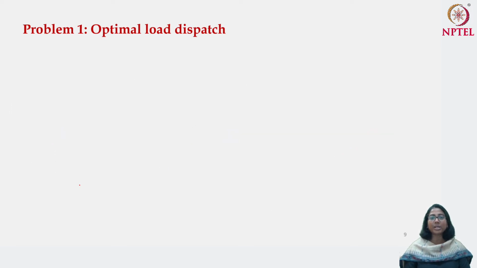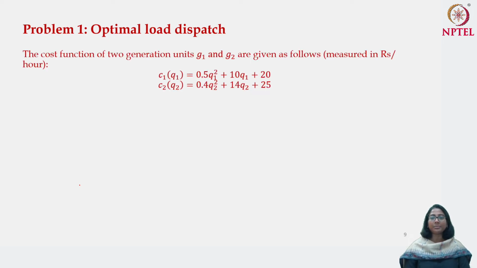So let us have a quick look at one of the simple problems on optimal load dispatch. The problem goes like this. The cost functions of two generating units, G1 and G2, are given as follows. The costs are measured in rupees per hour. So remember, this is rupees per hour.